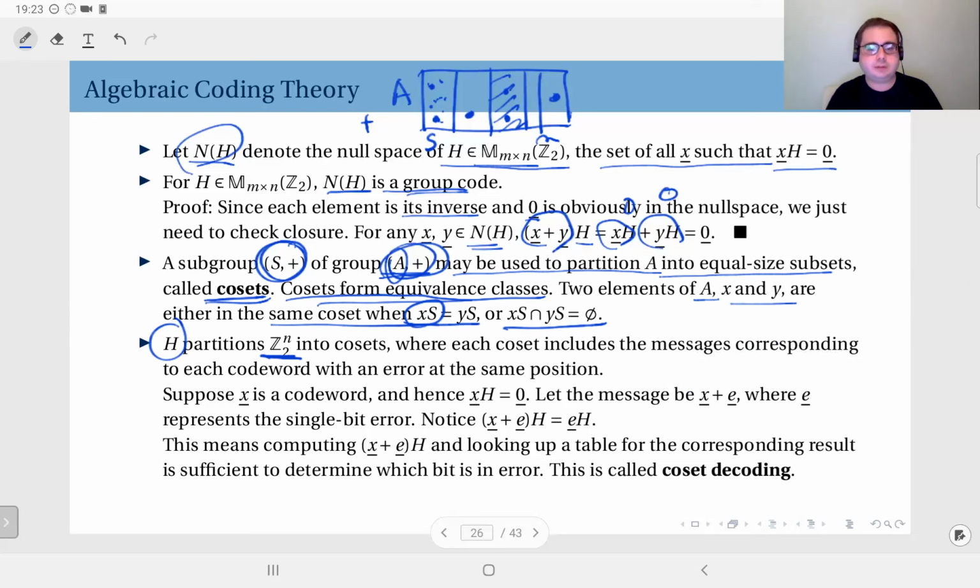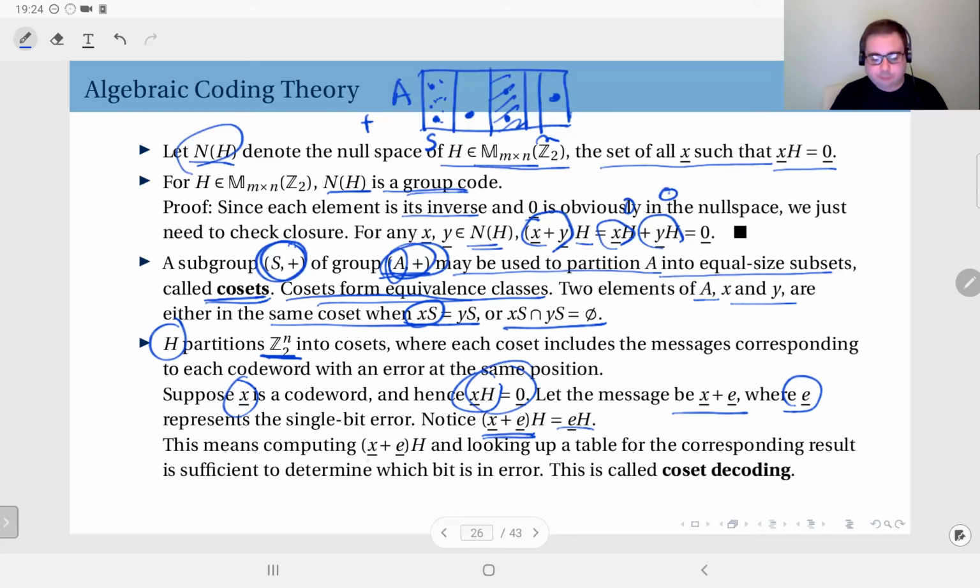Suppose X is a code word, and therefore X times H should be 0, because a code word is in the null space. Let the message be X plus E, where E represents the error. It's a row vector of all zeros except for a 1 at one single position, representing the error, because it's going to flip that corresponding bit in the message. Now, (X plus E) times H, this here is my corrupted message. If you distribute this, you'll get X times H plus E times H. But X times H is 0, so this is equal to E times H.